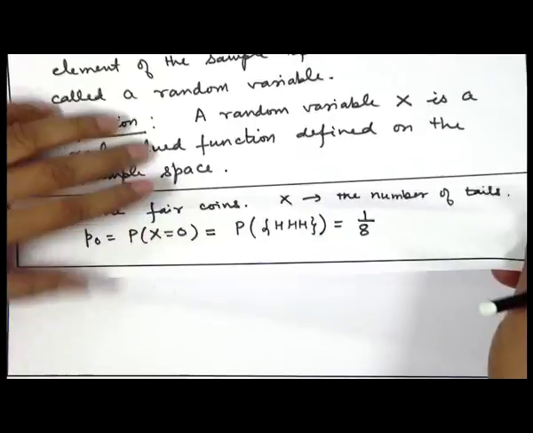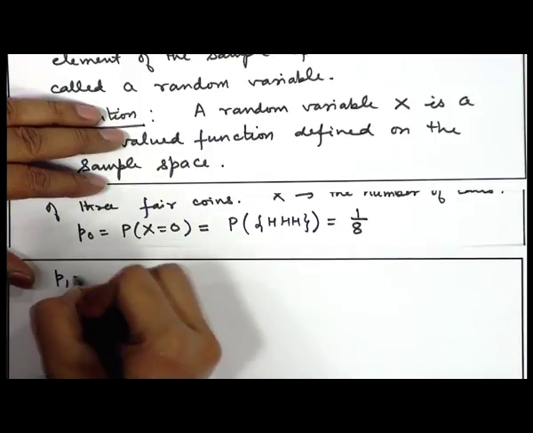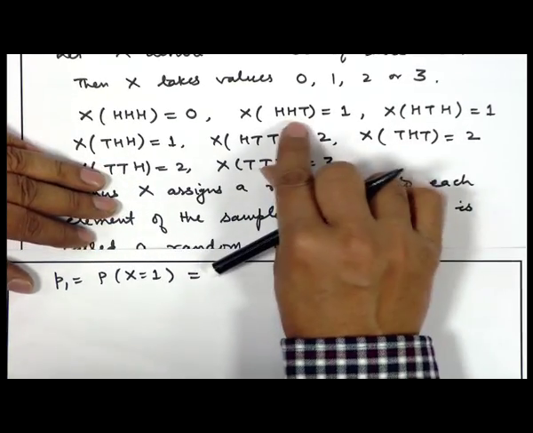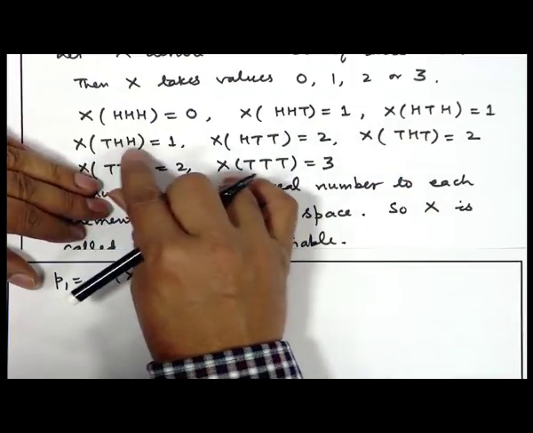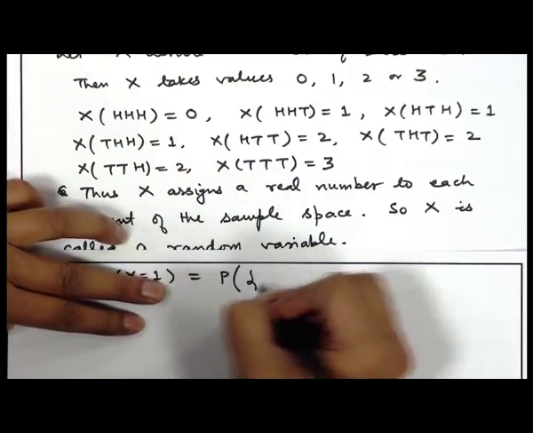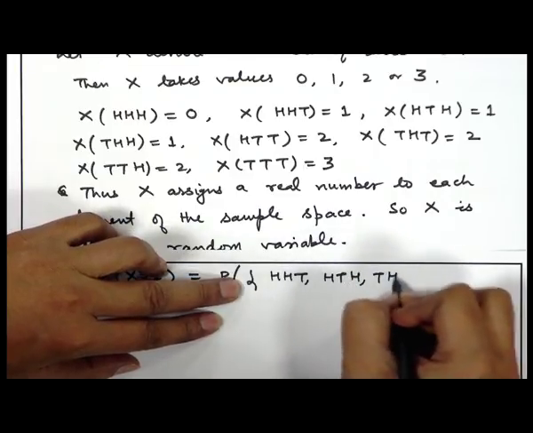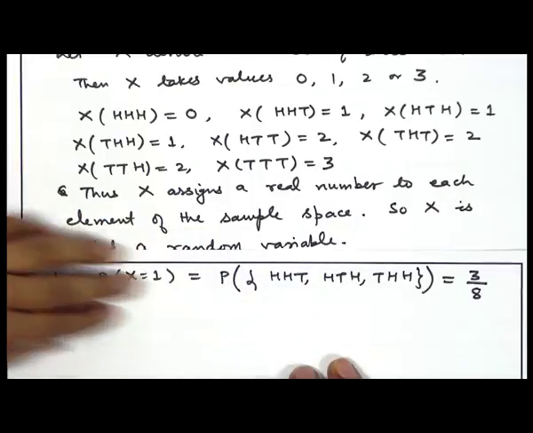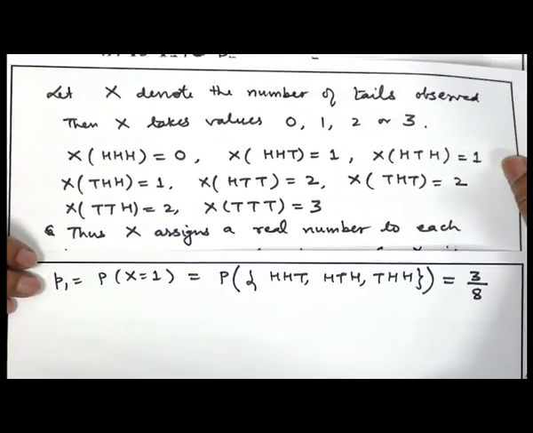Similarly, if I look at what is the probability of x is equal to 1, then from the experiment you can see that x is equal to 1 is when one tail is observed. So, HHT, HTH and THH. So, this probability is 3 by 8. So, we have calculated the probability of x is equal to 1.